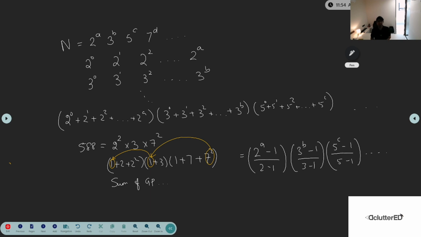21 is also a factor of 588. And if we wanted 21 to come in the sum, it would come by choosing this 7, multiplying it with this 3, and multiplying it with this 1. If we had to choose 42, it would come from 2 power 1 into 3 power 1 into 7. And that's why when you open the brackets of all the powers written this way, you will get the sum of the factors.